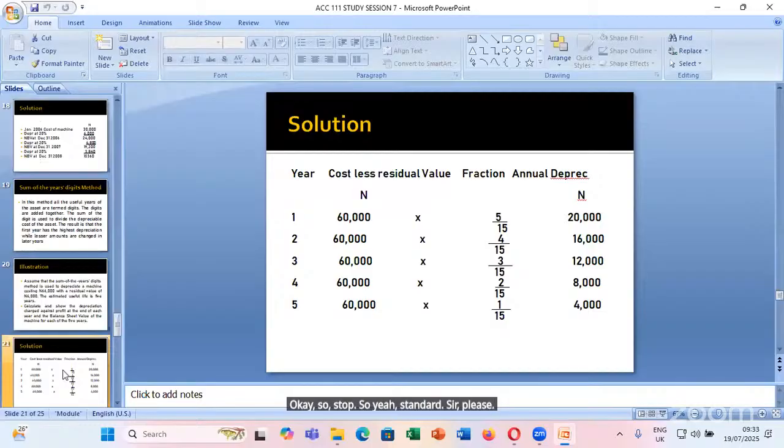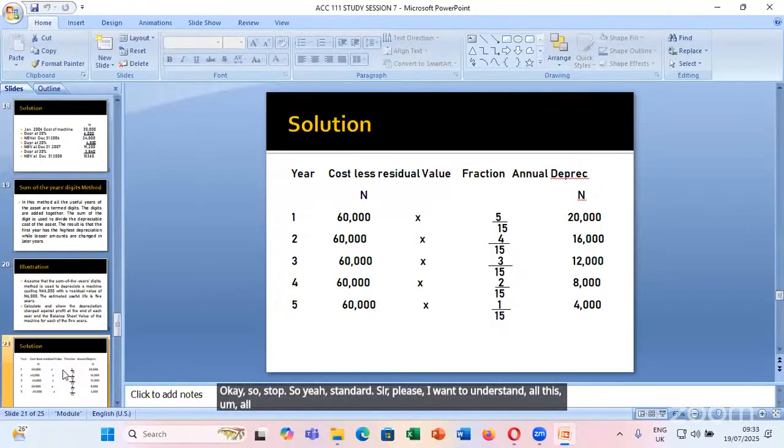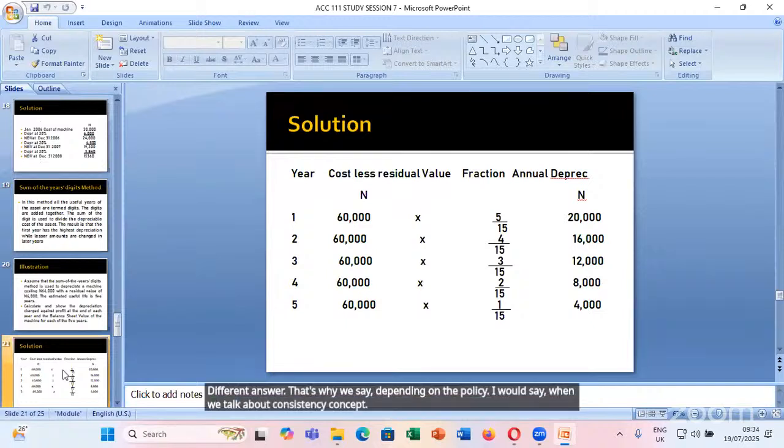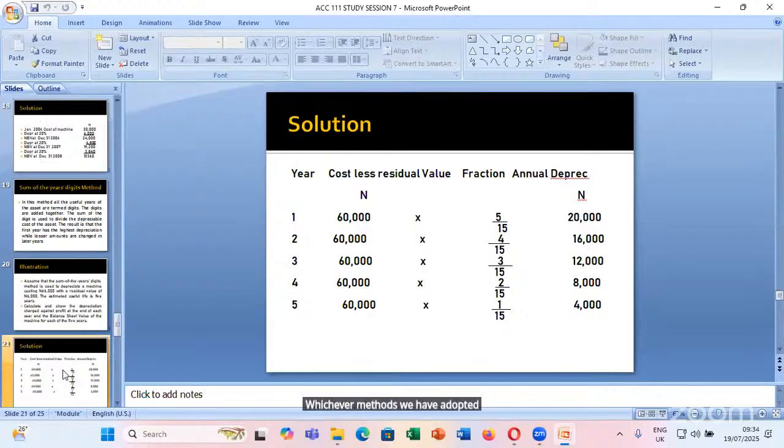Sir, I want to understand all this depreciation method. Are they going to result to one answer, or are they giving different answers? No. They will give you different answers. That's why we say depending on the policy. And when we talk about consistency concept, whichever method you have adopted, you have to be consistent with it. That's the method you use all through.